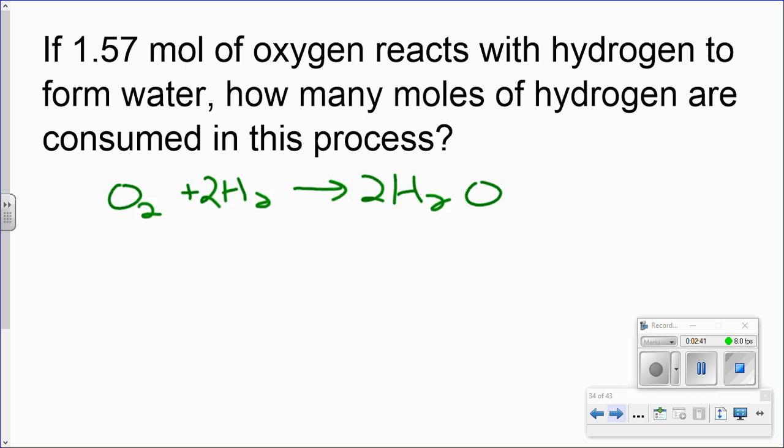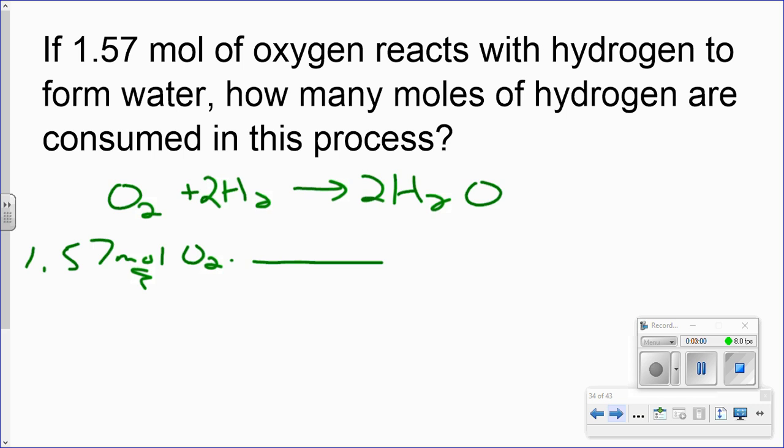So what I always tell you guys is write down what you know. We have 1.57 moles of oxygen. Okay? Now notice step 1 is balance the equation. Done. Step 2 is convert your starting materials to moles. Done. I'm already in moles, so don't go any further. All right? So that's done. Step number 2 was done for us this time.